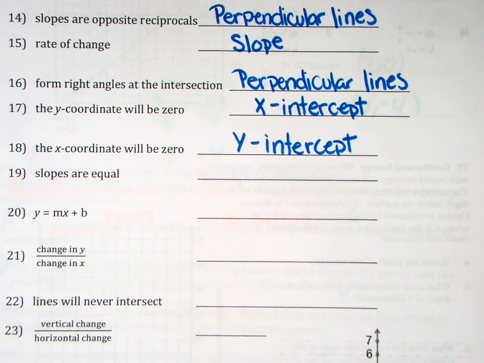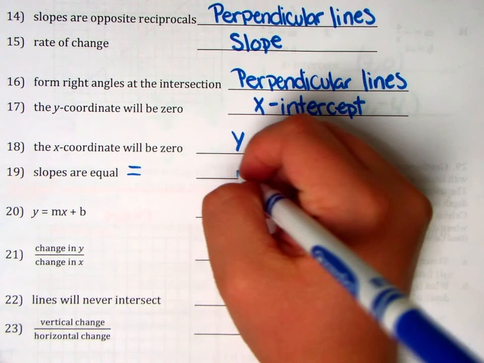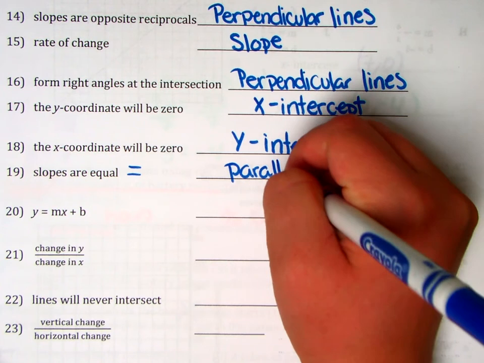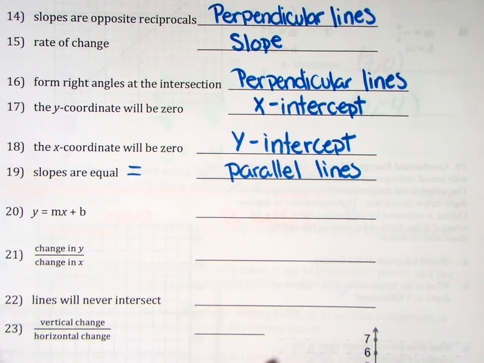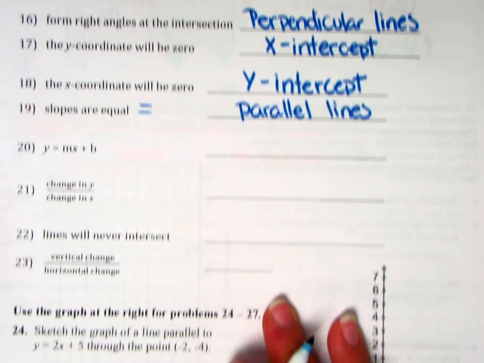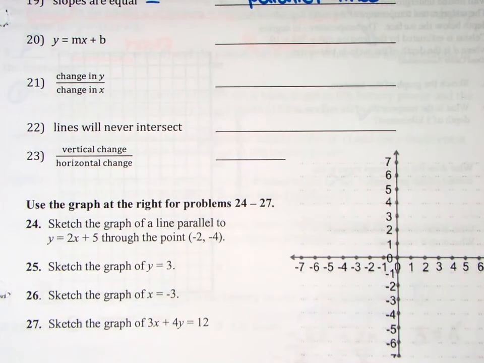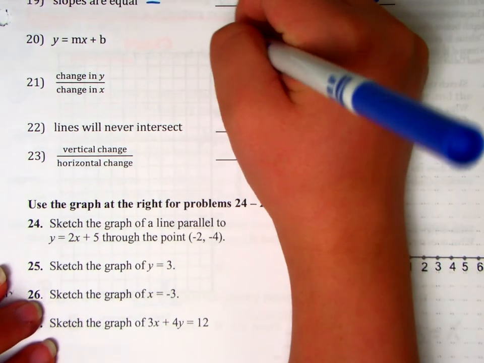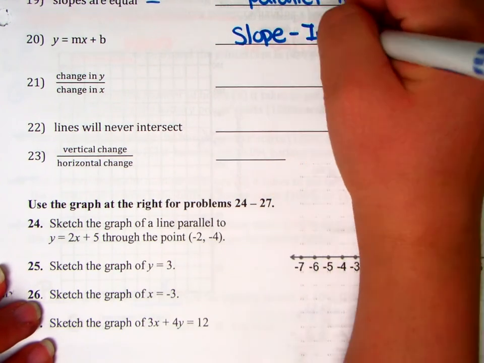Slopes are equal for number 19. We know the equal sign is created by two parallel lines. So that is parallel. And then don't forget the word lines. Parallel lines. I'm going to move this up way more now so everybody can see. Number 20, y is equal to mx plus b. That's straight off of that last page. Slope-intercept form, because you need a slope and the y-intercept for that.